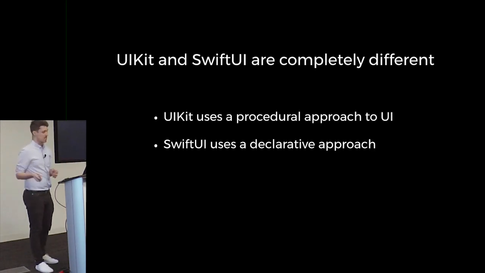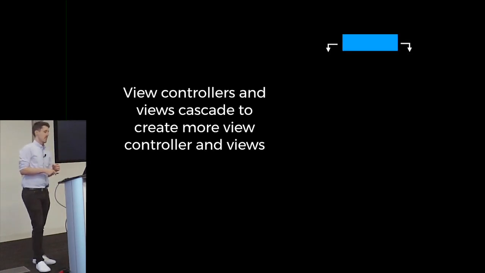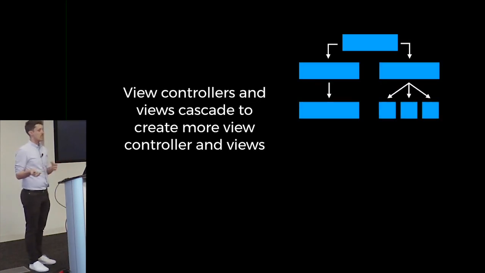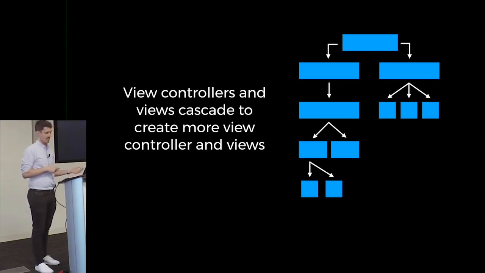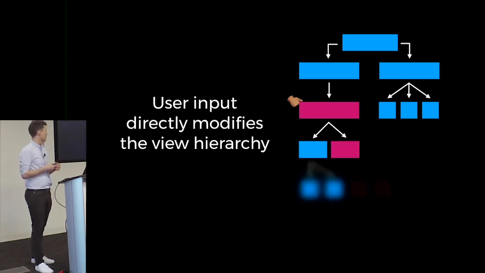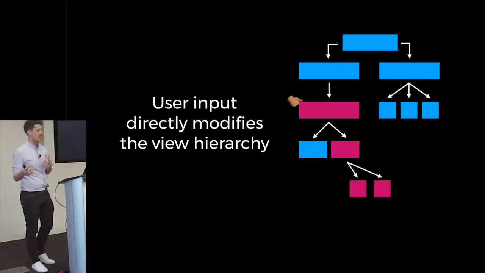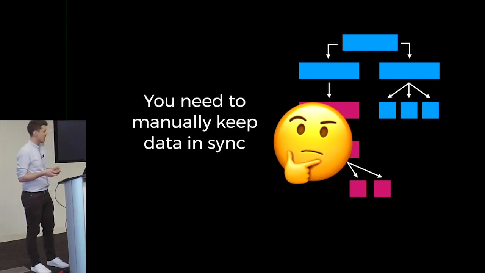So let's dig in. In UIKit, UI is generated by a series of events. View controllers and views cascade to create more view controllers and more views. And then user input happens, at which point we generally directly modify our view hierarchy and show something new to the user. But then you need to work hard to manually keep data in sync. And sometimes it doesn't quite happen the way you want it to.